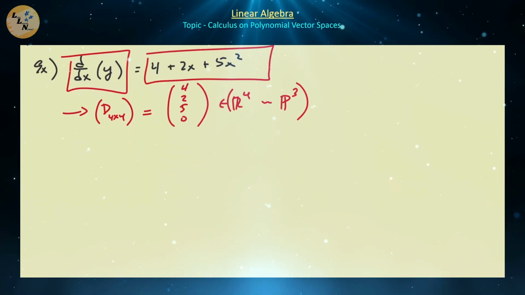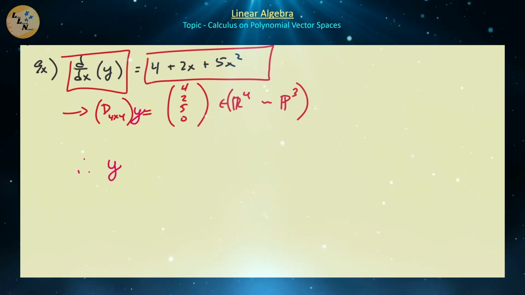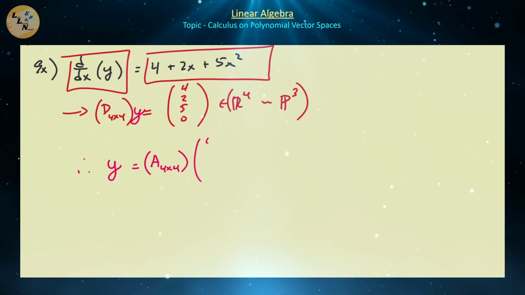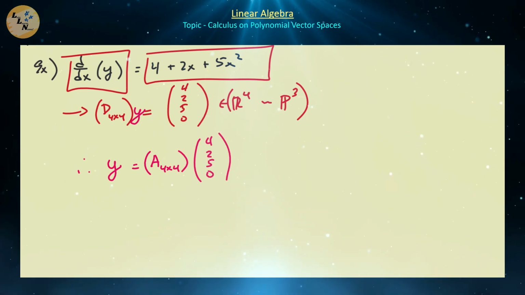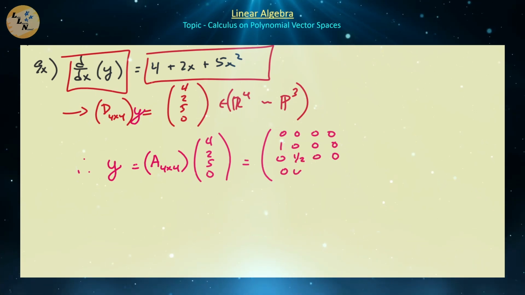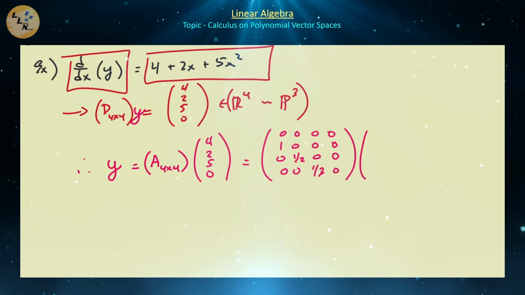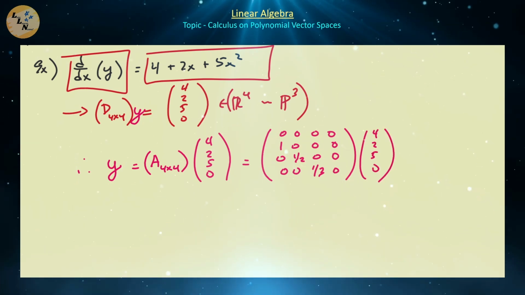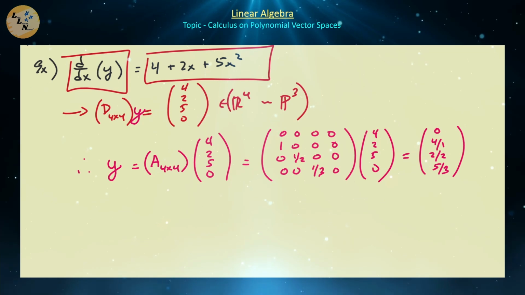So if that's the case, that means our vector y is going to be equal to the anti-differentiation matrix, a 4 by 4, times that vector 4, 2, 5, 0. And what is that going to be equal to? Let's recall what that matrix was. It's 0, 0, 0, 0, 1, 0, 0, 0, 0, 1 half, 0, 0, and 0, 0, 1 third, 0 multiplied by 4, 2, 5, 0, and that's going to give us the vector 0, 4 over 1, 2 over 2, and 5 over 3.